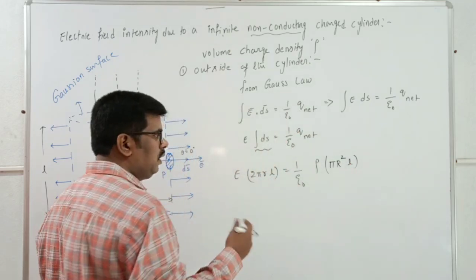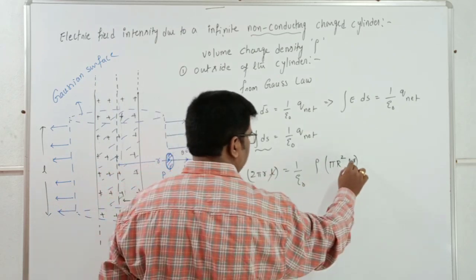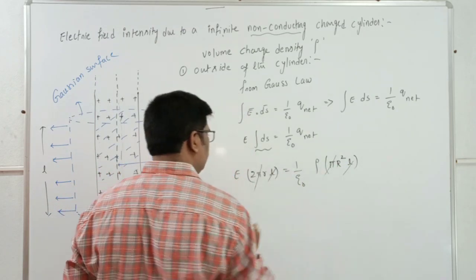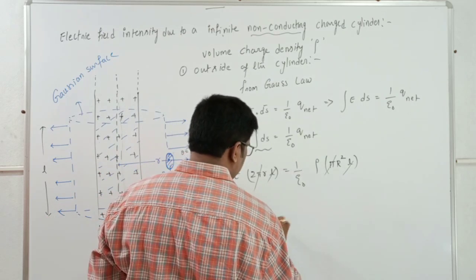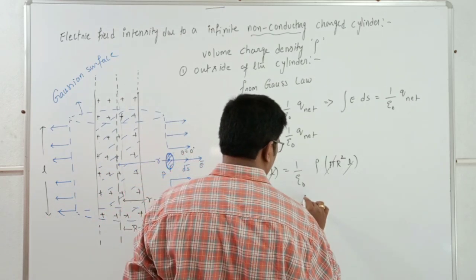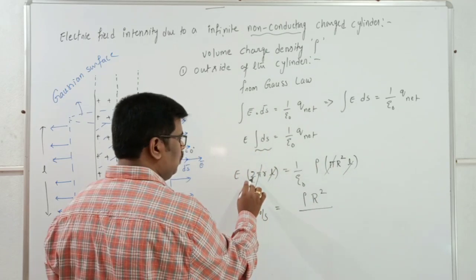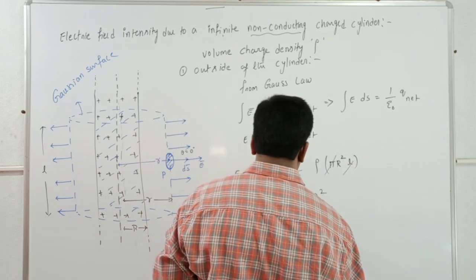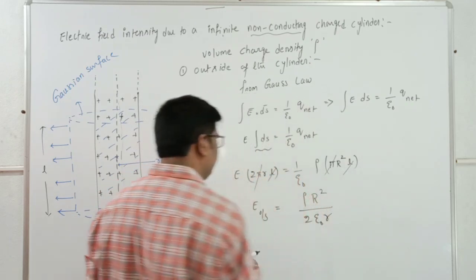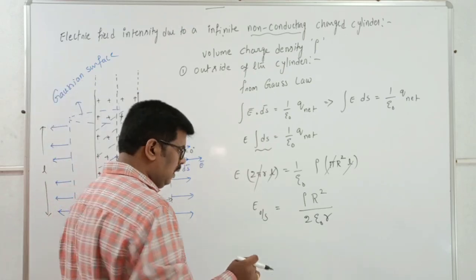Then what are going to be cancelled? L is going to be cancelled, as well as pi. Then what is the electric field intensity outside? E outside is rho R square by 2 epsilon naught small r. This is the electric field intensity outside of it.